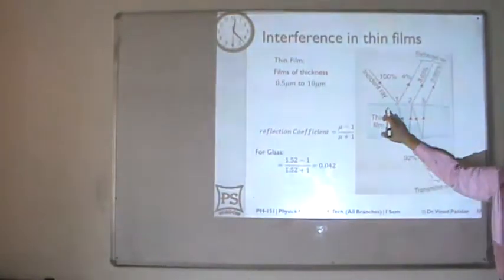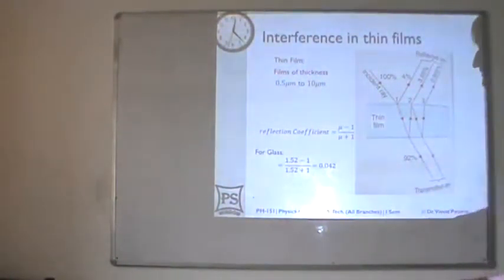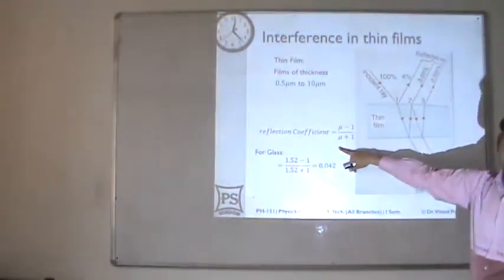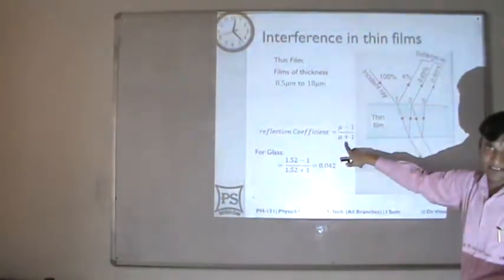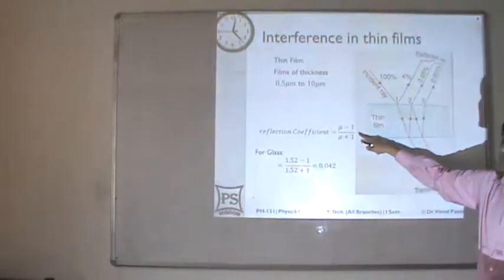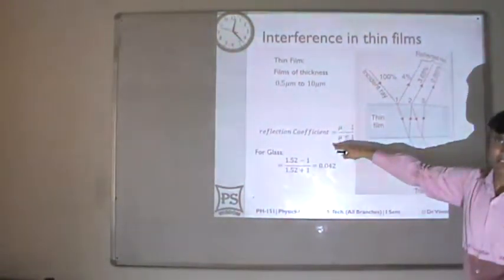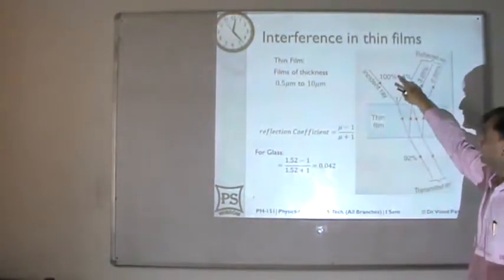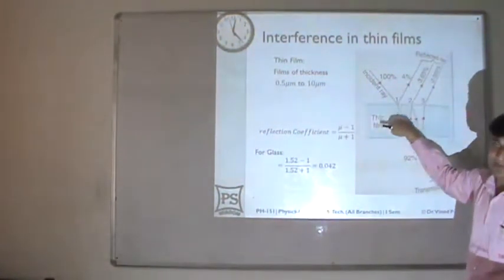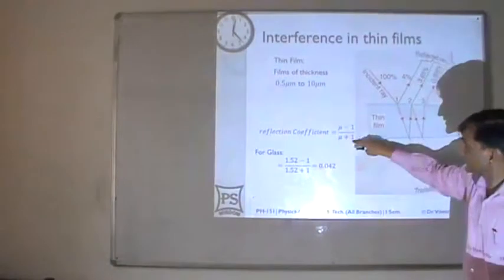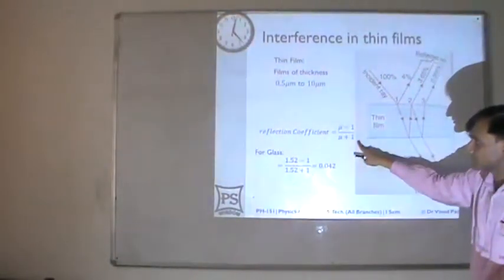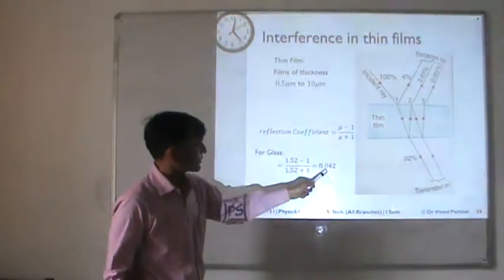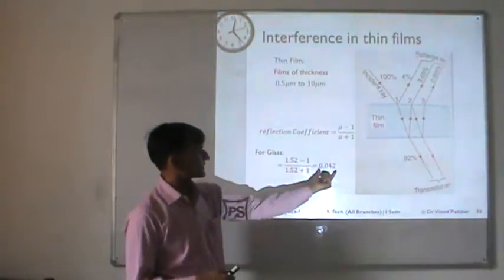Now as you remember, every medium has its own reflection coefficient, and for one of the incidence conditions, the reflection coefficient is given by this formula. If you remember, I used the same formula earlier: mu1 minus mu2 divided by mu2 plus mu1. Here 1 is the refractive index of this region and mu is the refractive index of this region. So we can calculate the reflection coefficient for the glass plate, mu minus 1 over mu plus 1. If I substitute the value of the refractive index here, it comes out to be 0.042. This is the value of the reflection coefficient.